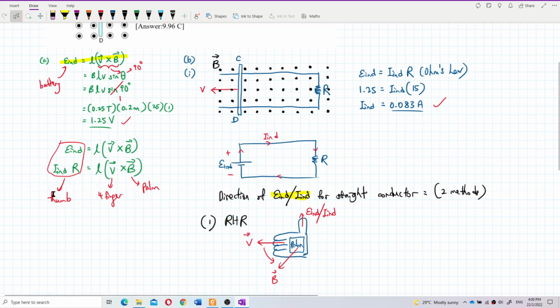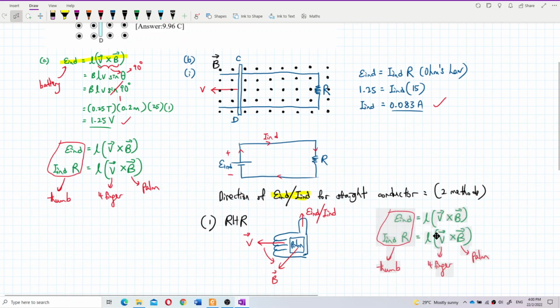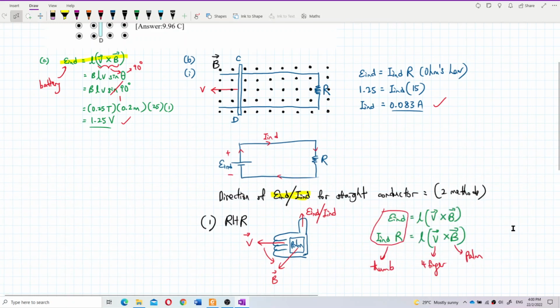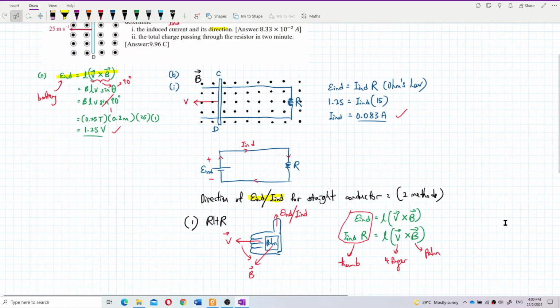Understand? This one is the thumb. So maybe I should put it over here. This is the first method. Okay, so this I want to show you how I get the direction of induced EMF or induced current using this first method, the right hand rule.